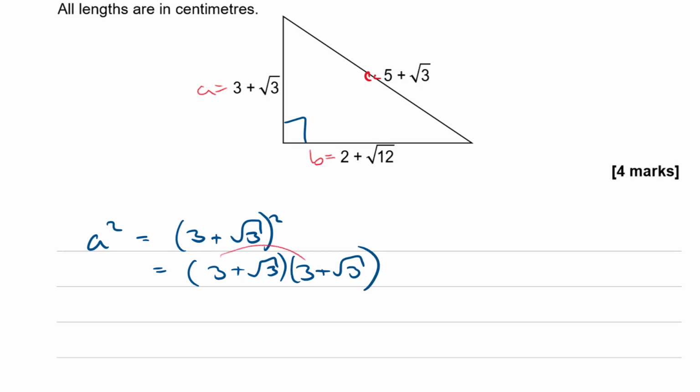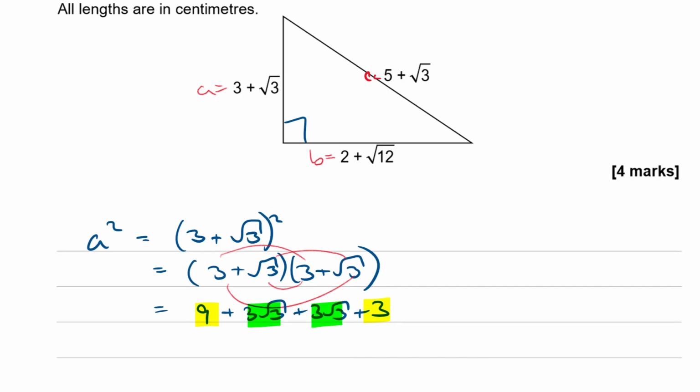So doing FOIL on that then, or claw or smiley face. What do I get? I get first terms, 3 times 3, which is 9, outside 3 times root 3, which is 3 root 3, inside root 3 times 3, which is 3 root 3, last root 3 times root 3, which is equal to 3. So I've got two types of terms. I've got numbers and I've got terms in root 3.